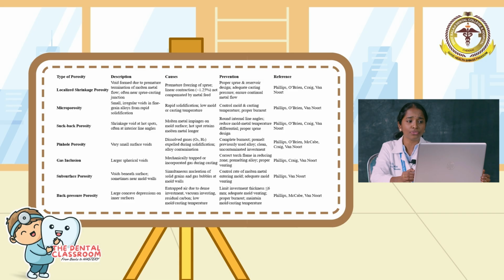Suckback porosity, which is a shrinkage void at the hot spot, often at the interior line angles, which is caused due to the molten metal impinging on the mold surface, and the hot spot retains molten metal for a longer duration. So this can be prevented by rounding the internal line angles, reducing the mold metal temperature and using proper sprue design.